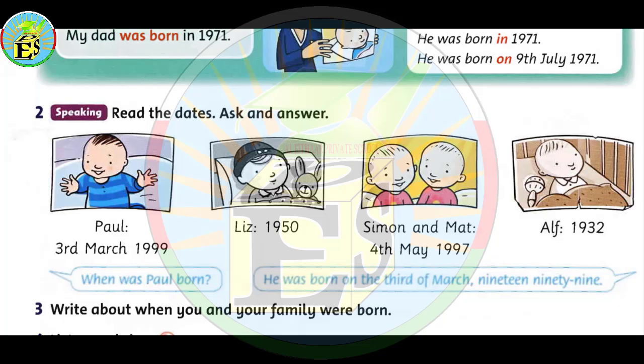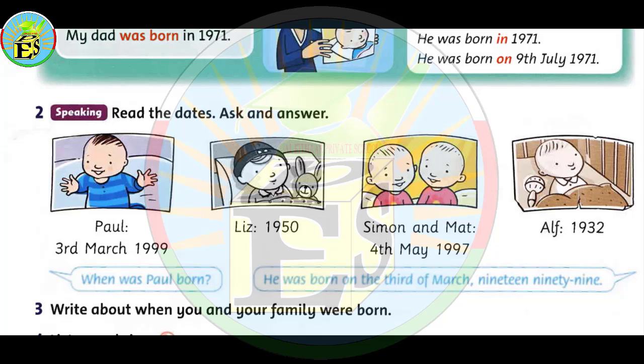Now let's talk about the last picture that we have, which is for Alf, and it was in 1932. I would like you just to notice the difference between the pictures. Some of the pictures are colored, some are in black and white, and some seem to be quite old, like this one. And look at the date, it's 1932. So this means that the age of this person is around 88 years old.